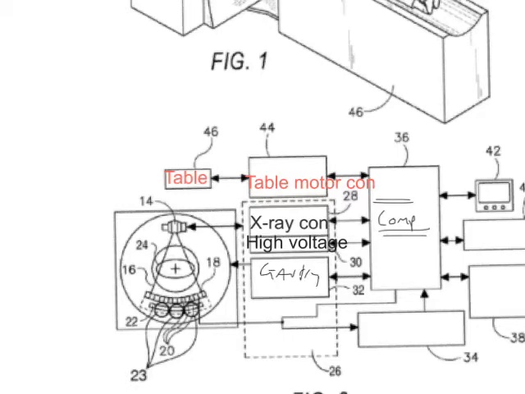So we have a gantry motor control, right? Gantry motor control. And so the importance here is, now we have a way to move people in and out of this thing. We have a way to turn the X-ray machine on and off, and we have a way to turn the thing that spins it around on and off.